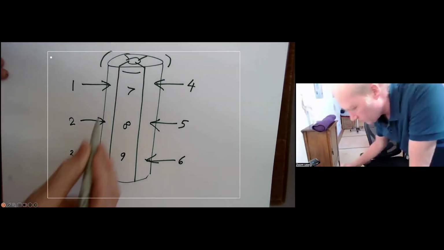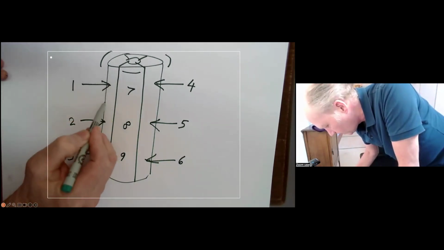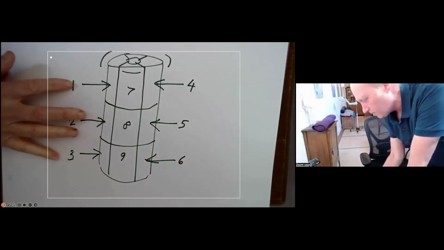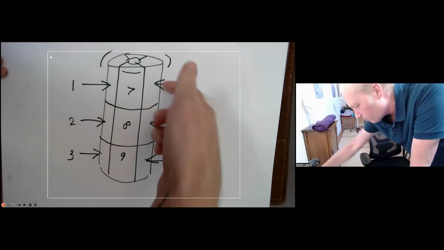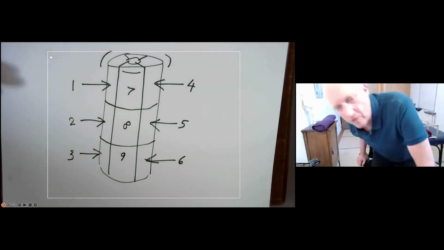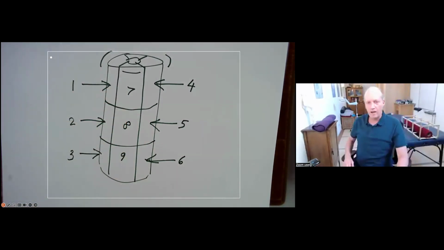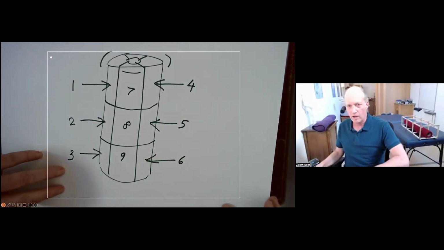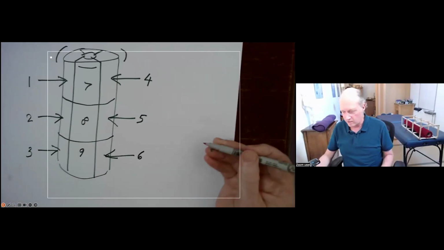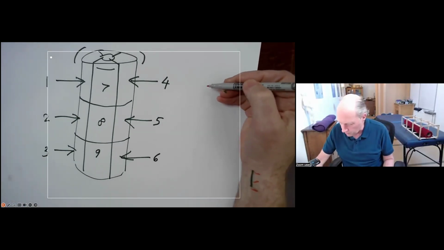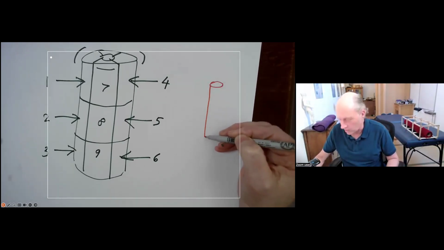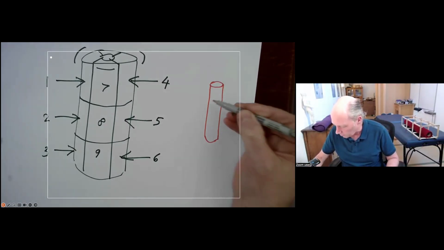So these are sectors of the pulse. There are 9 places you can feel: 1, 2, 3, 4, 5, 6, 7, 8, 9. And what I'm getting at with this idea is that if you draw a small version of this, you've got 3 positions.